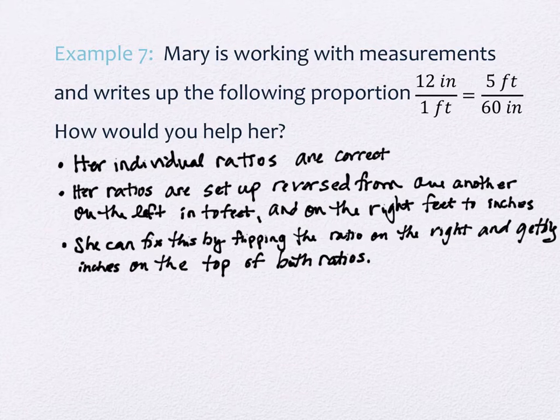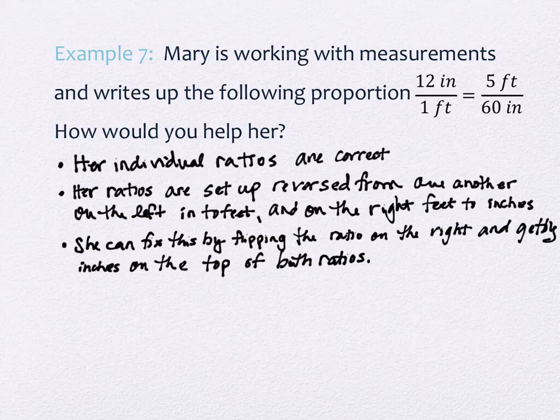And of course, there's nothing special when Izzy said that she had to flip the right one. She could have flipped the left one if she wanted to, yeah? And our language at the end would simply say that she'd be getting feet on the numerator of both sides. So that would be one way to help her to understand. Any questions on that one?